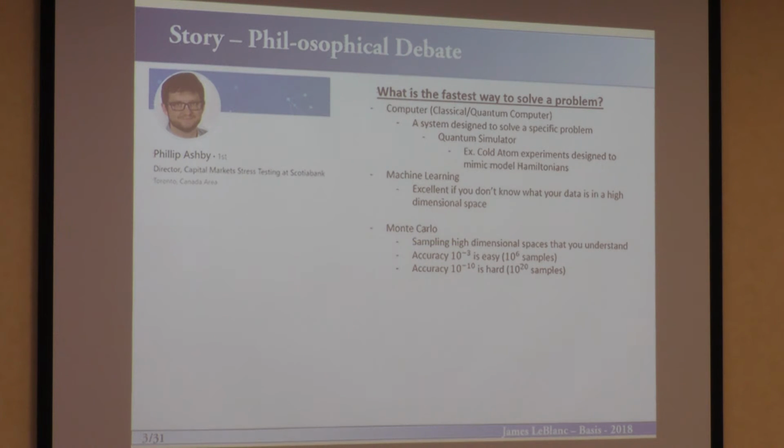Another tool that's very common is Monte Carlo, where we have a known probability distribution, and it's just of such a high-dimensional space that it's very hard to understand or to evaluate, okay? So Monte Carlo is really great for low-accuracy problems, because it's very easy to get 10 to the minus 3 accuracy, because the error goes as 1 over the square root of the number of samples. But it becomes very hard to get extremely high accuracy results out of Monte Carlo, okay?